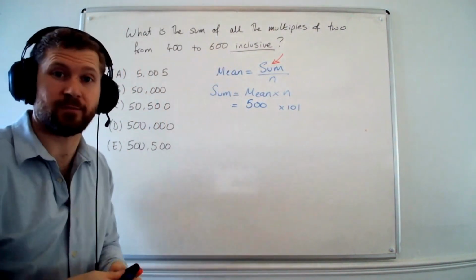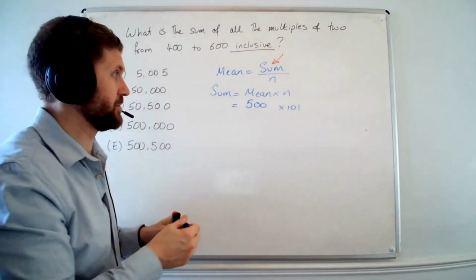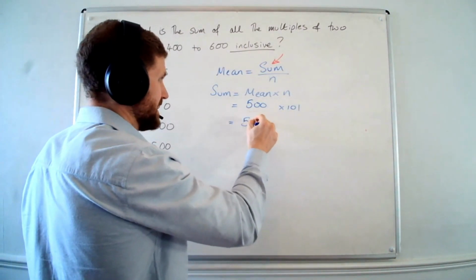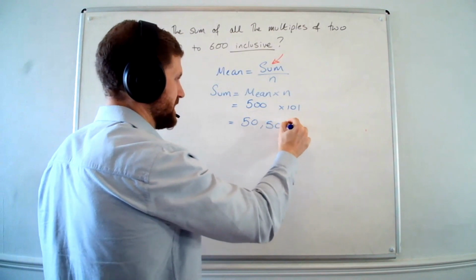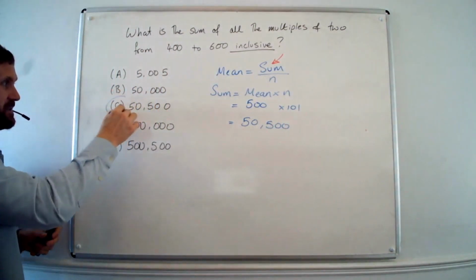Thankfully, on the GRE, we get given a calculator. I would dig that out at this stage. That means 500 times 101 would give me 50,500, which means the answer to this question is going to be C.